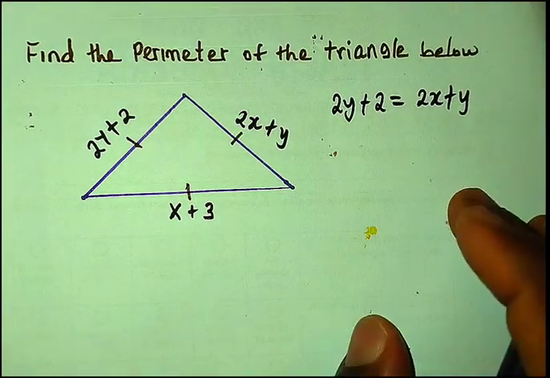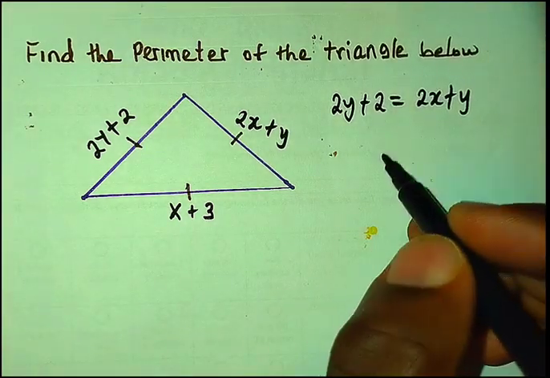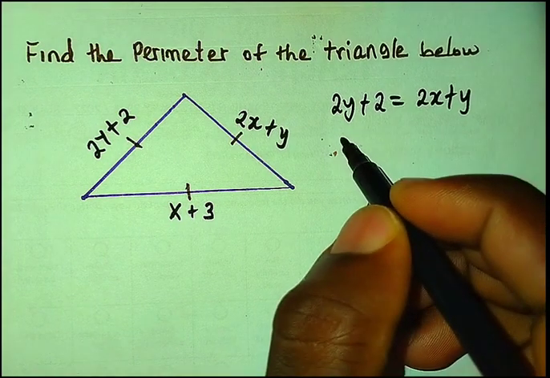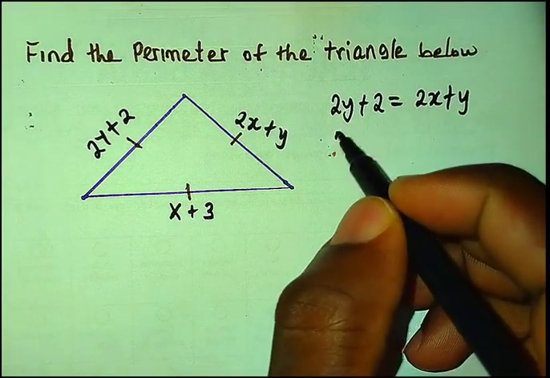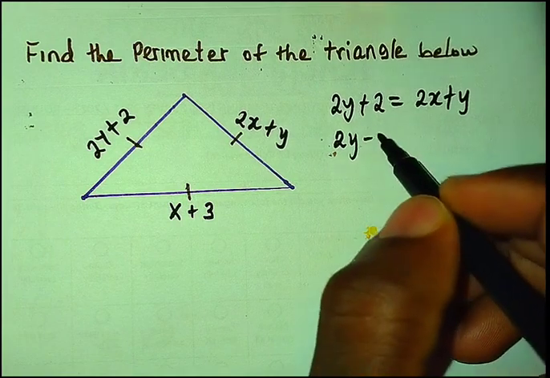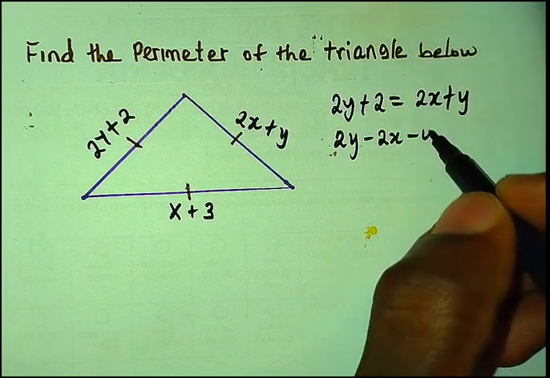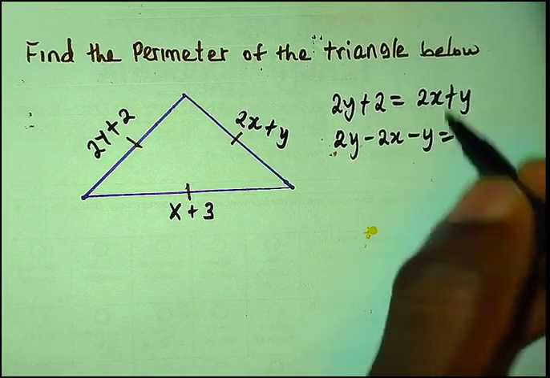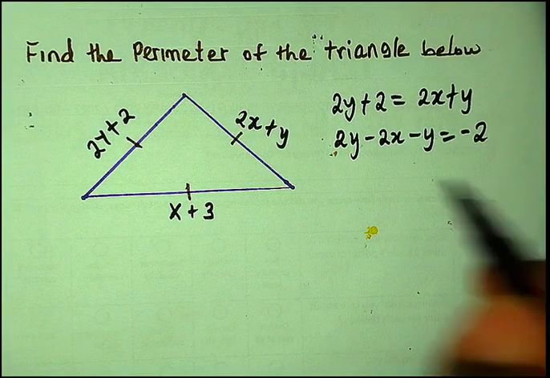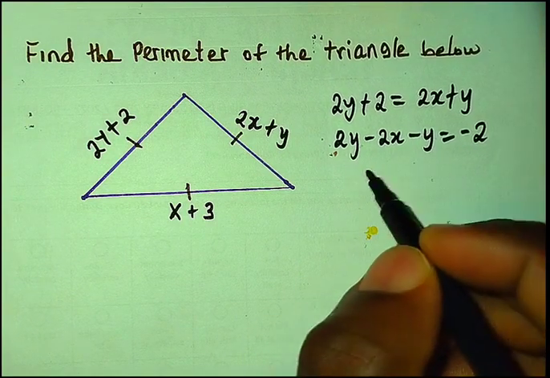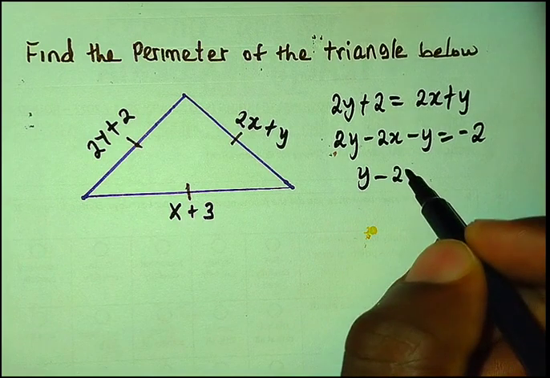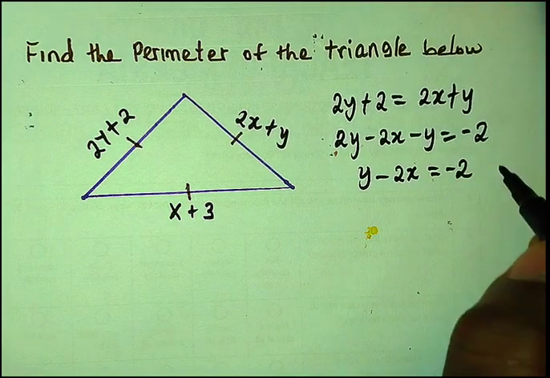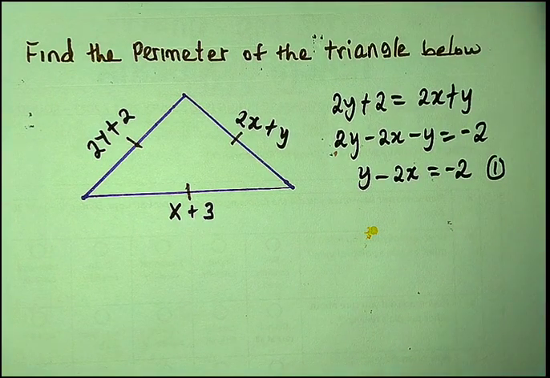Okay, so now from here, let's try to write this in a linear equation form. This is going to be 2y minus 2x minus y equals, let me send this 2 to the other side, minus 2. So from there, 2y minus y, I'm going to have y minus 2x equals minus 2. So let's see, this is equation 1. Are you following me now?